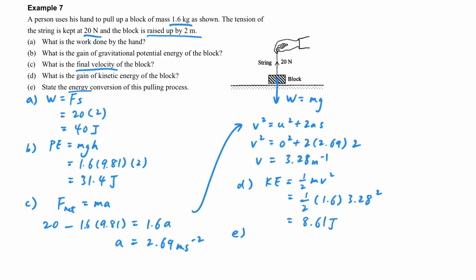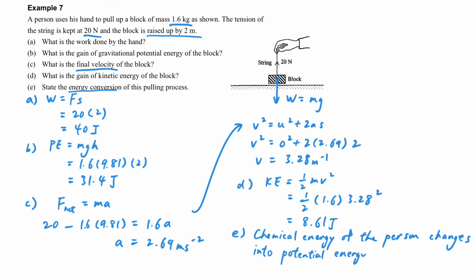Then what is the energy conversion in this situation? The chemical energy of the person changed into the potential energy and also the kinetic energy of the block. When you look at the values, you should find some hints showing how the chemical energy is changed. When you consider the 8.6, 31.4, and 40, you will find that actually the KE plus the PE is equal to the work done.